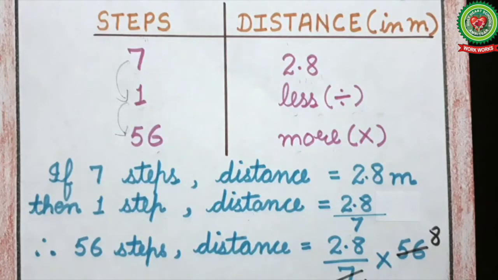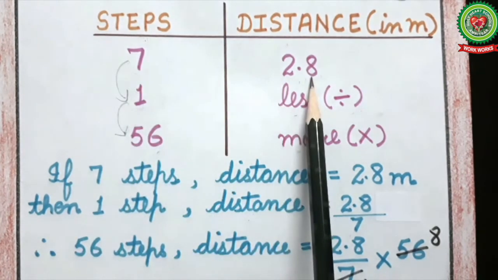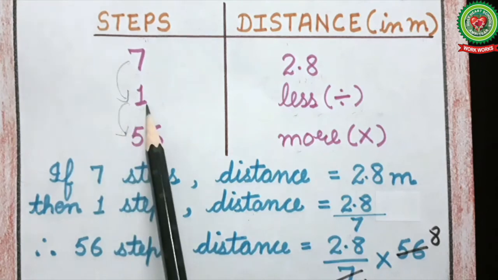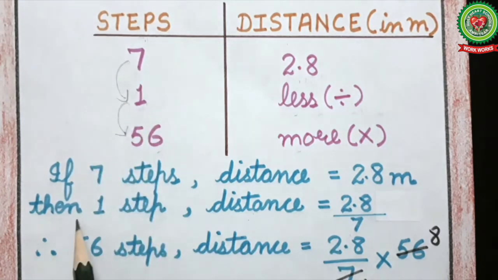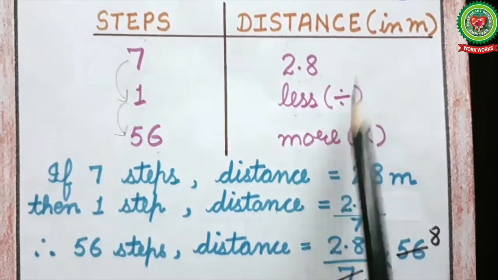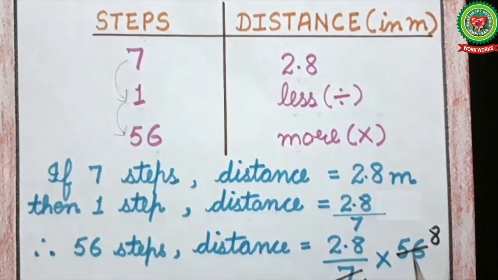Now let's move towards the calculation part. Here 7 steps, distance is 2.8. If 7 steps, distance is equal to 2.8 meter. After that, 1 step distance we get by dividing 2.8 by 7. Here I have written 2.8 by 7. You can do the calculation here also, or you can do the calculation in the next step to decrease your calculation.